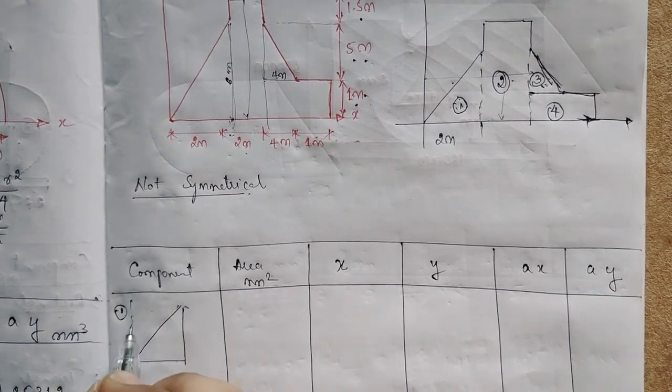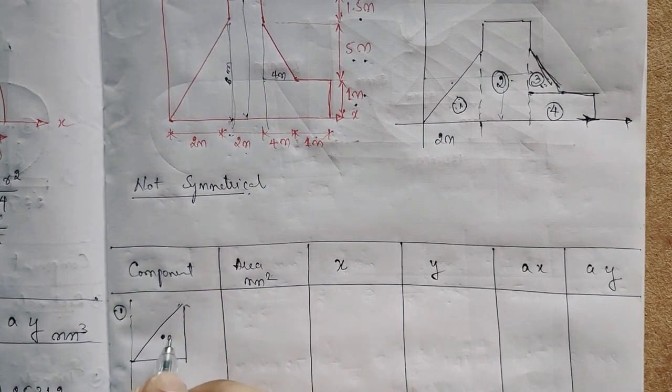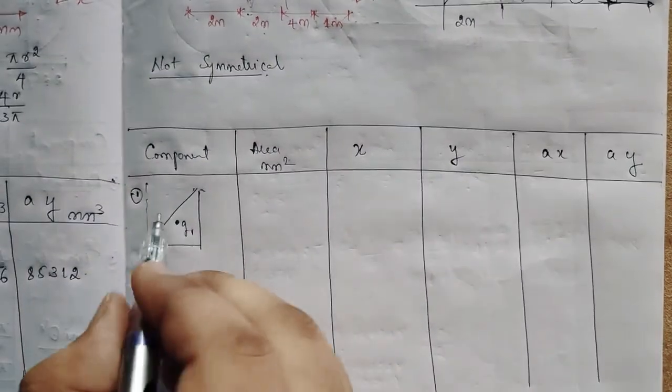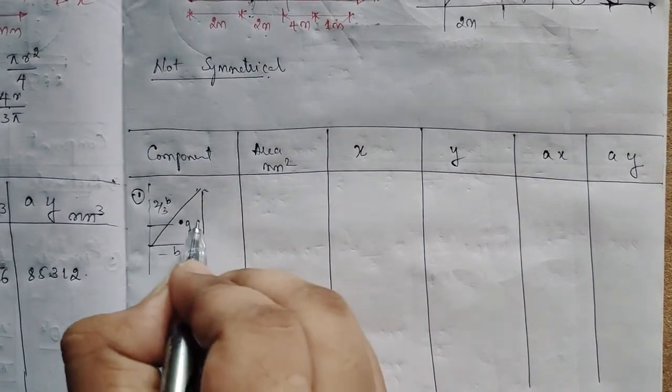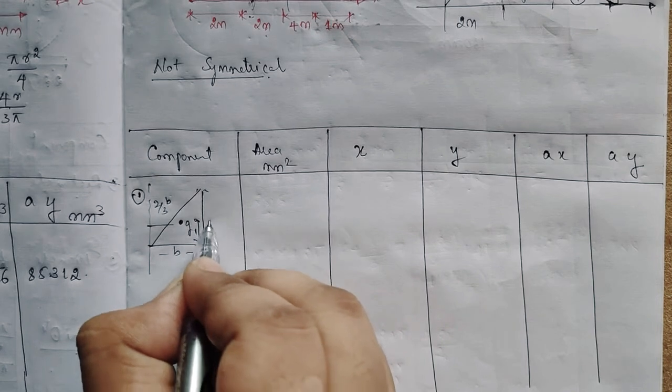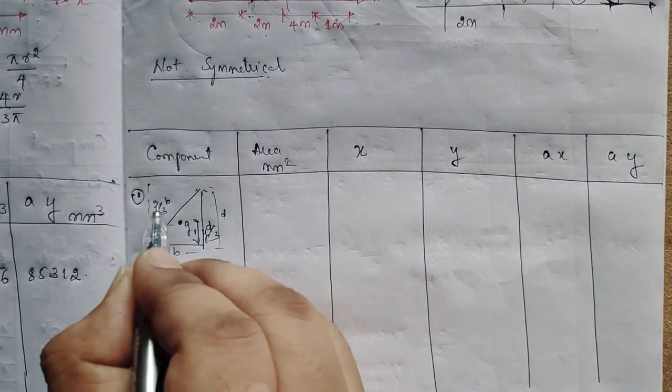So the axis is here, right? The G1 will be here. The distance is 2 by 3 into b if this is b, and if this is h it will be d by 3 if this is d. This is the y distance, this is the x distance.